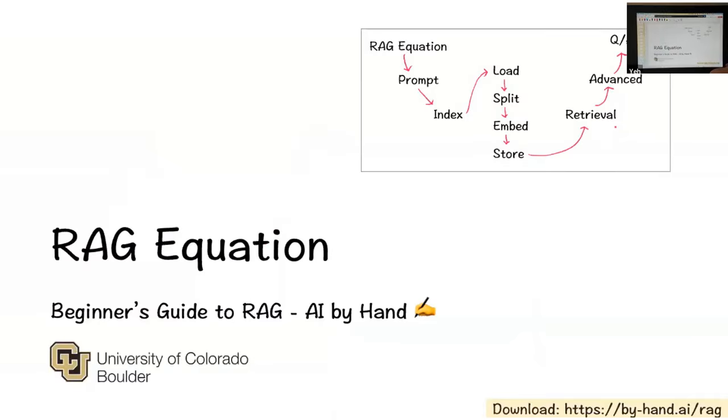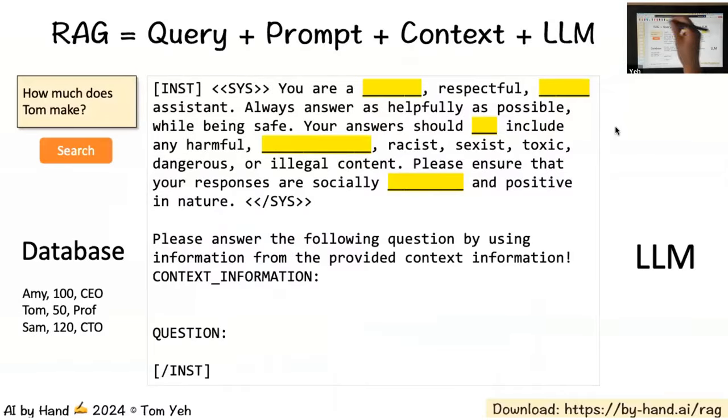First, we start with math, but not really scary math. It's a very simple equation I came up with: RAG, in my opinion, is query plus prompt plus context plus large language model. And what does it mean? First, we'll start with just a query. Normally we'll send this query to a large language model, and we'd like to get some result for the users.